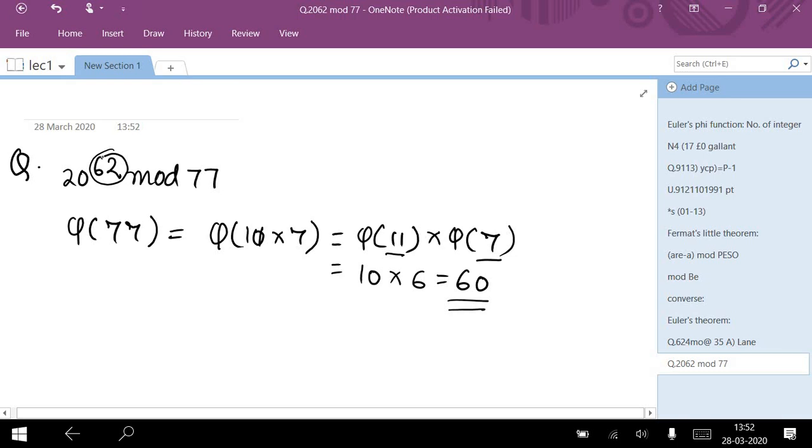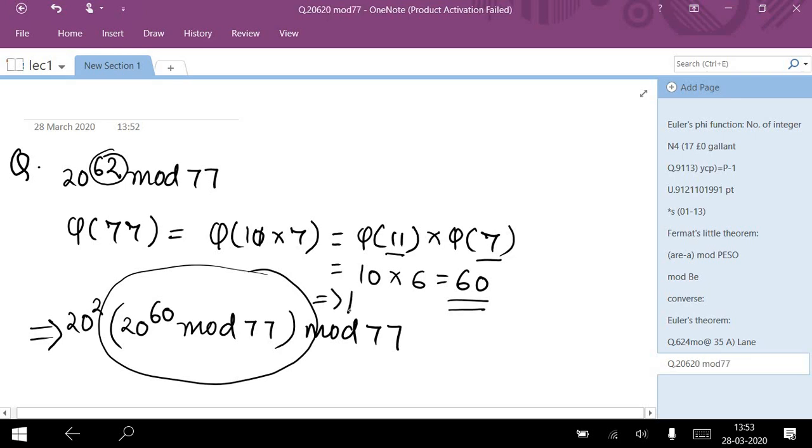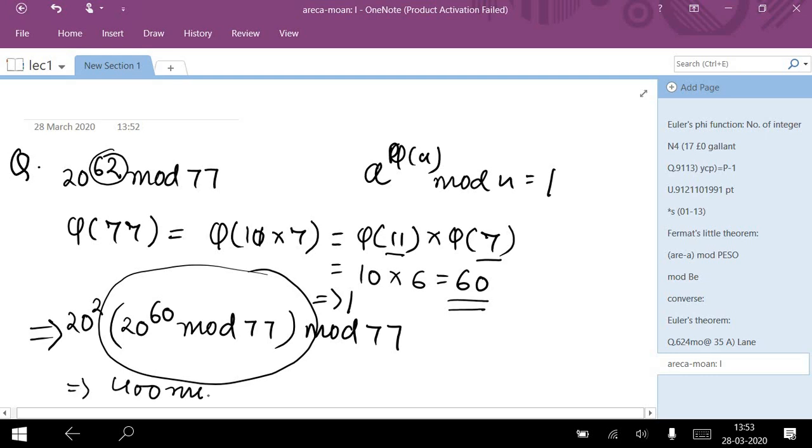So we have to break up this equation. In order to break it up, we write 20 to the power 60 mod 77, times the remainder. In this case, this whole term will be equal to 1, like a to the power phi n mod p. So by using this equation, this will be equal to 1. So what will be the second term? That is 400 mod 77. After solving, the answer is 15.